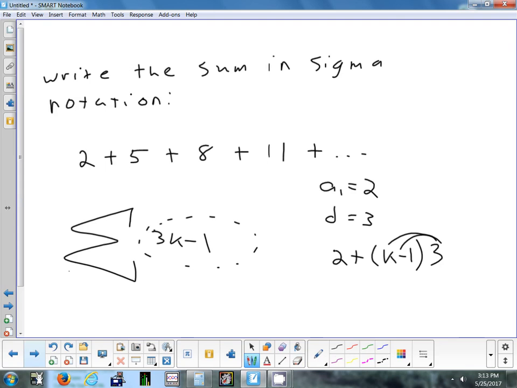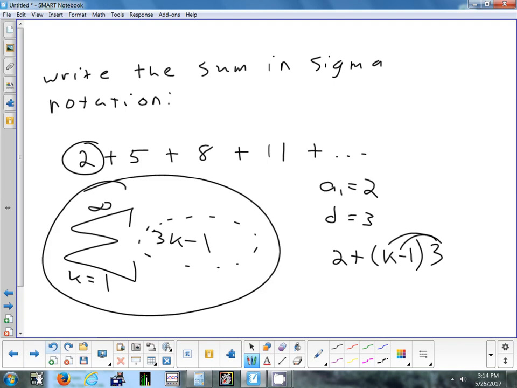Now you just have to figure out what number you plug in for k to get the first term. So what value would you plug in right here? 1. Yeah. And what value would you plug in for k to get the infinite term? Infinity. If this stopped at 11, you would be plugging in 4, if there was no dot, dot, dot. But that's why I asked you which kind you wanted to do, because if it's dot, dot, dot, you write it like that. So that's how you write a sum in sigma notation. Okay, any questions on that?